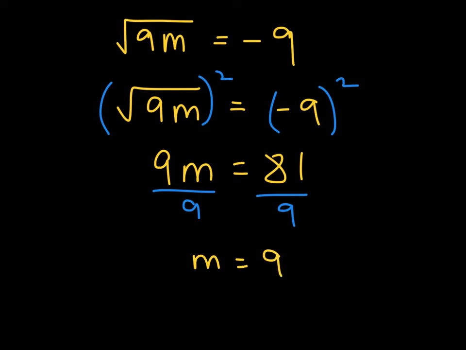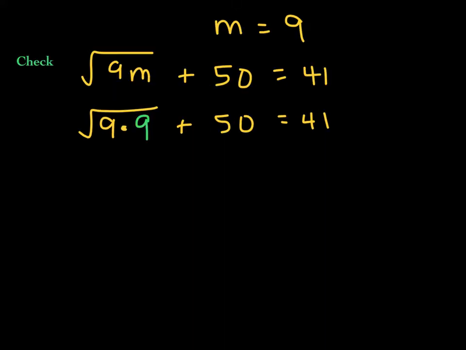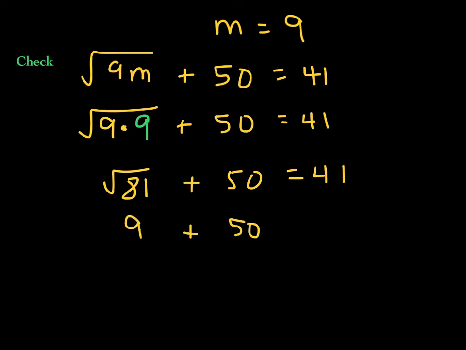All right, so here we go. This is what the checking process looks like when I plug 9 into the original equation, and I end up getting the square root of 81, and then plus 50 is 41. The square root of 81 is 9. 9 plus 50 is 41. That is to say 59 is 41. No. That's not true. This is a contradiction, right?